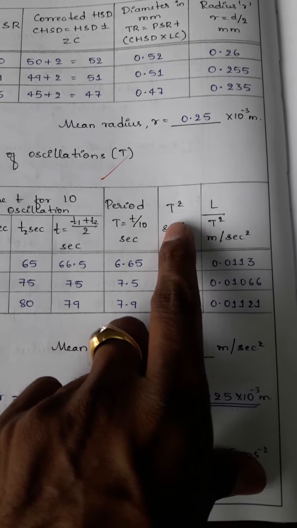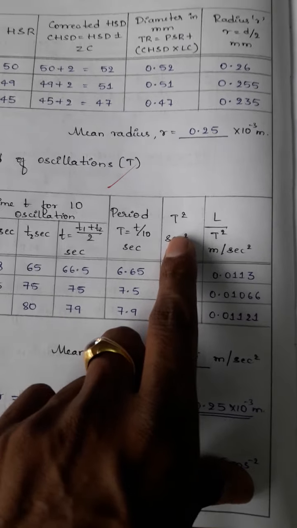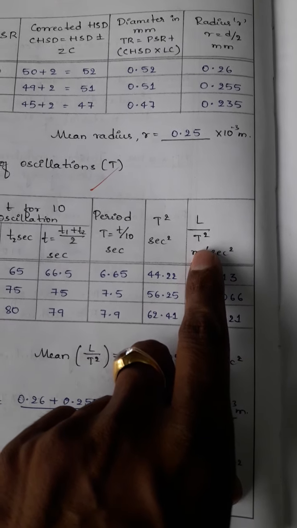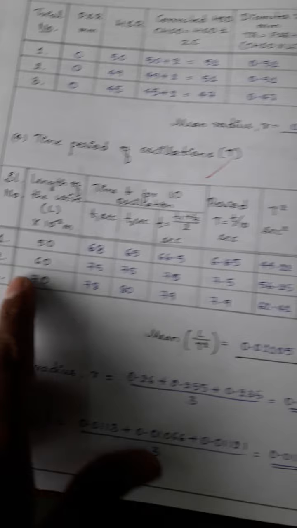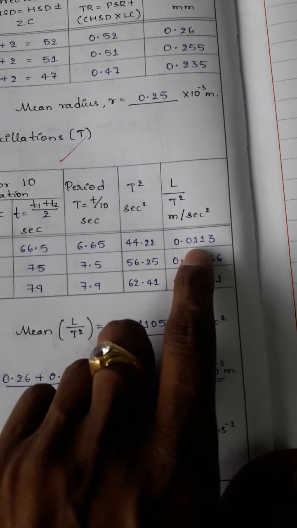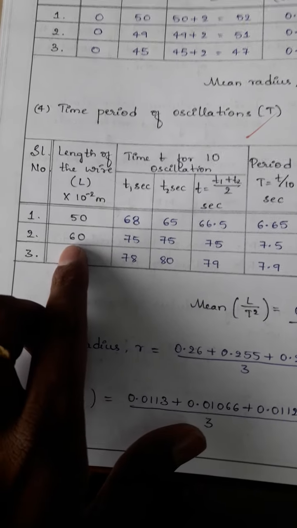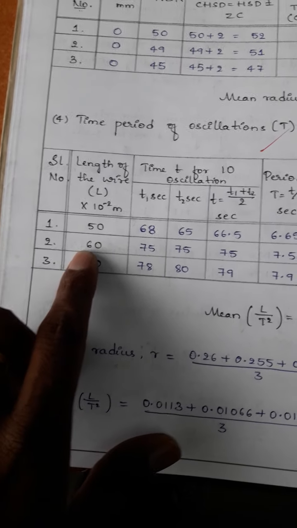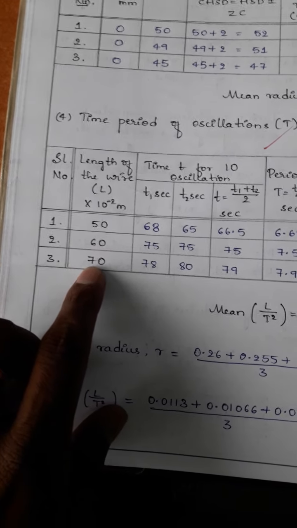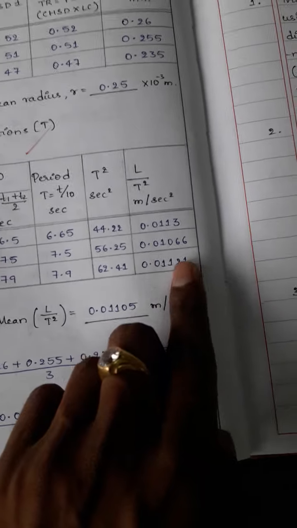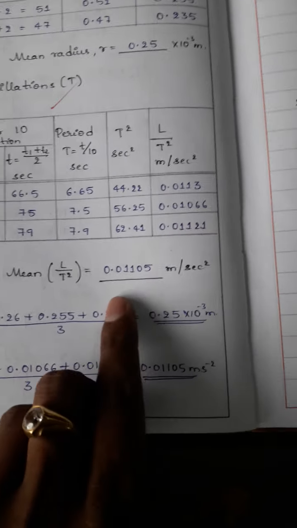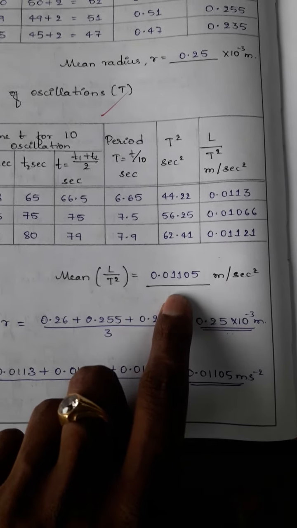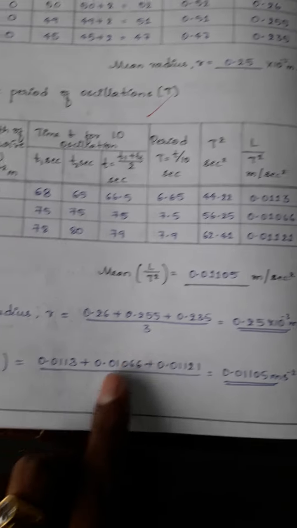Then we calculate T square, then L by T square, where L means length: 50 into 10 raised to minus 2 divided by T square. We get this value. Similarly, we do it for 60, and then 70. We get 3 values of L by T square, and we take the mean, since we need the L by T square mean to calculate the rigidity modulus.